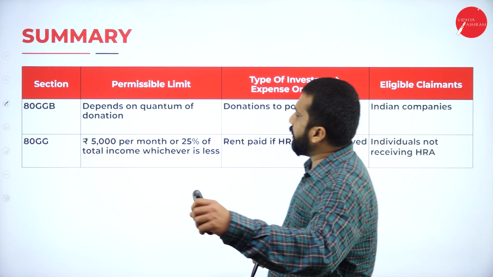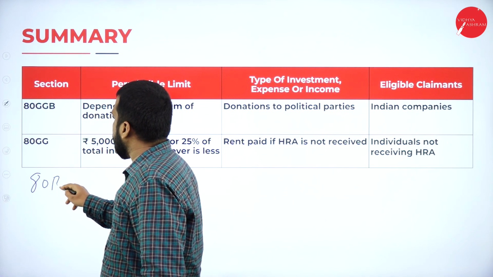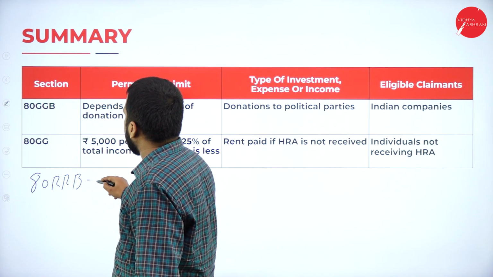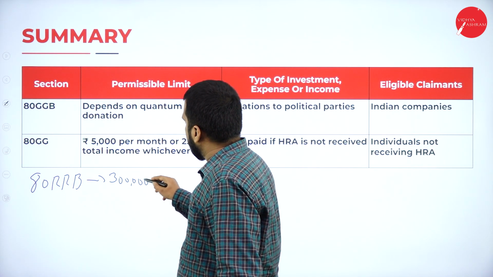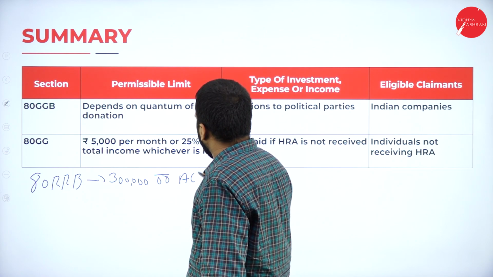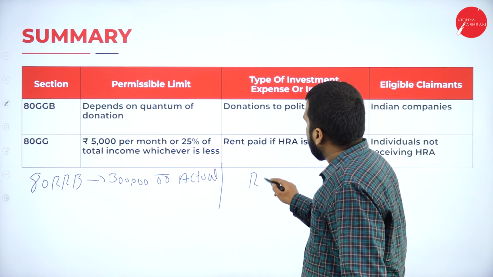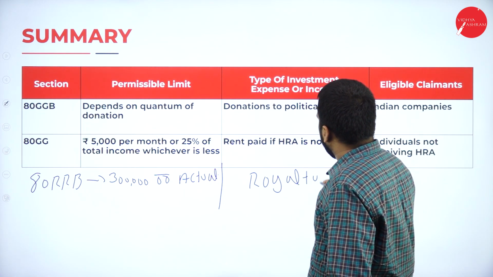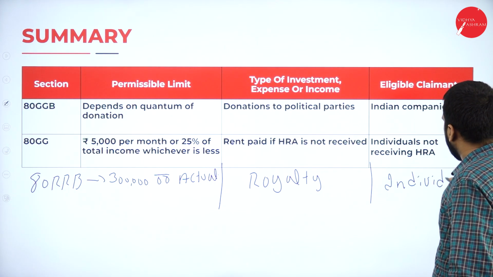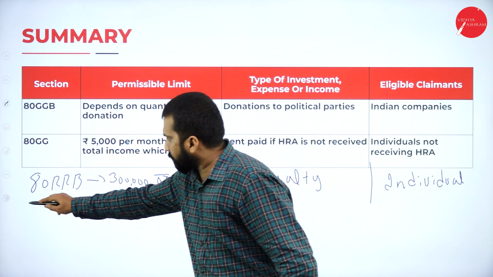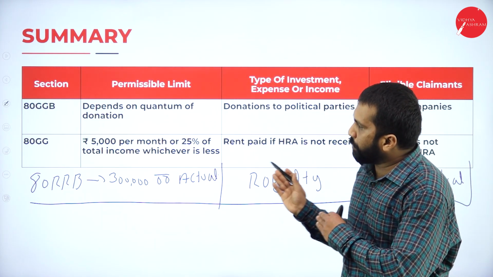Next, 80GGB and 80GGC. These are not much important. 80RRB. What is the permissible limit? 3 lakh or actual. And this is for what? Royalty. And this is for whom? Only for individual. Remember these points.